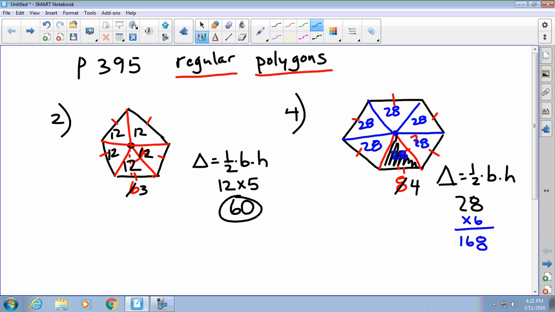And basically what I'm doing is using what I know about triangles to find the area of a hexagon and a pentagon. And again, remember, we can have a regular pentagon and we can have a regular hexagon. And this is from page 395. Page 395 in your Go Math books.